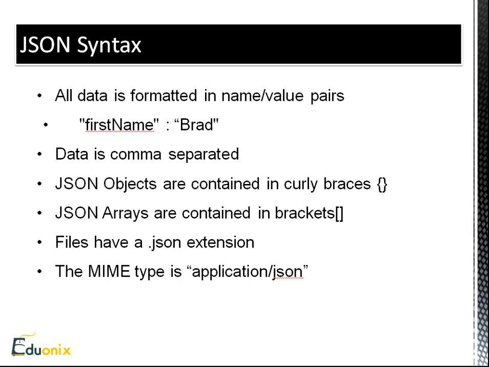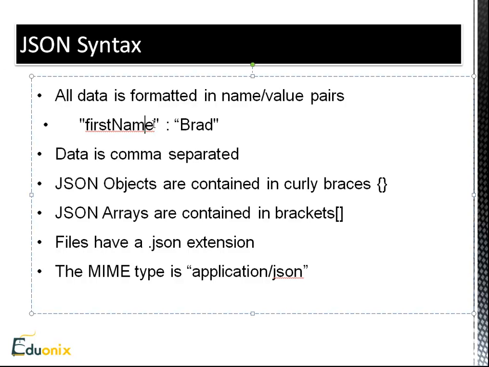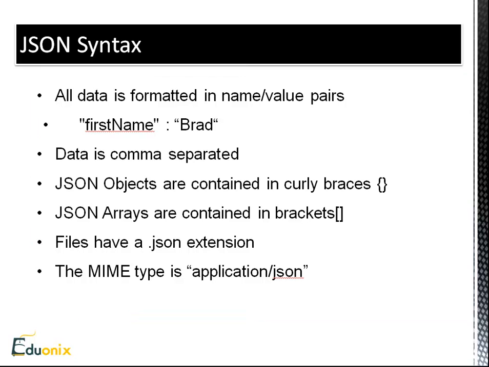So all data is formatted in a name-value pair. For example, we have first name, we have quotes around the name, and then we have a colon, and then we have the value with quotes. Data is comma separated, so we could put a comma and then do a last name. JSON objects are contained in curly braces, and JSON arrays are contained in brackets, and we'll see this in a minute. Files that are dedicated to JSON have a .json extension, and the MIME type is application/json.